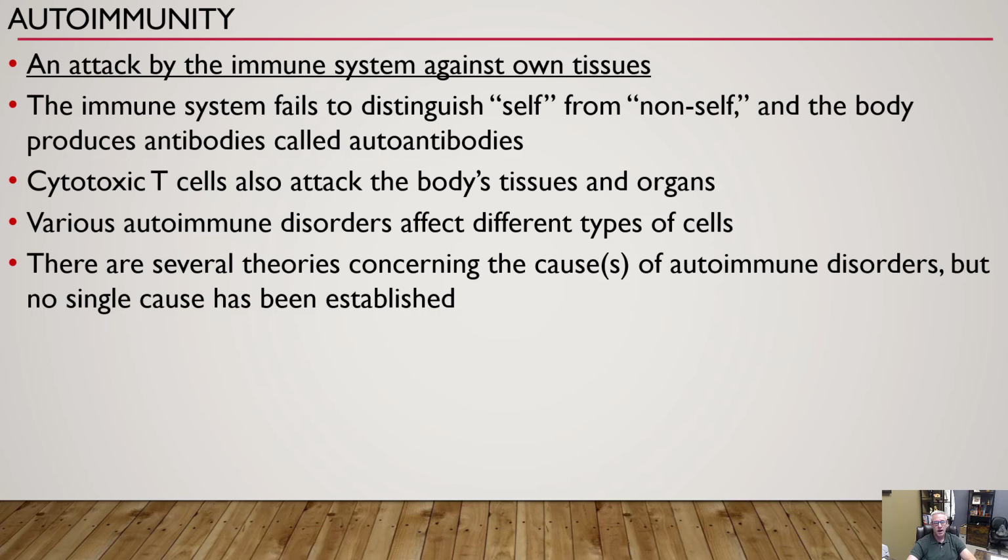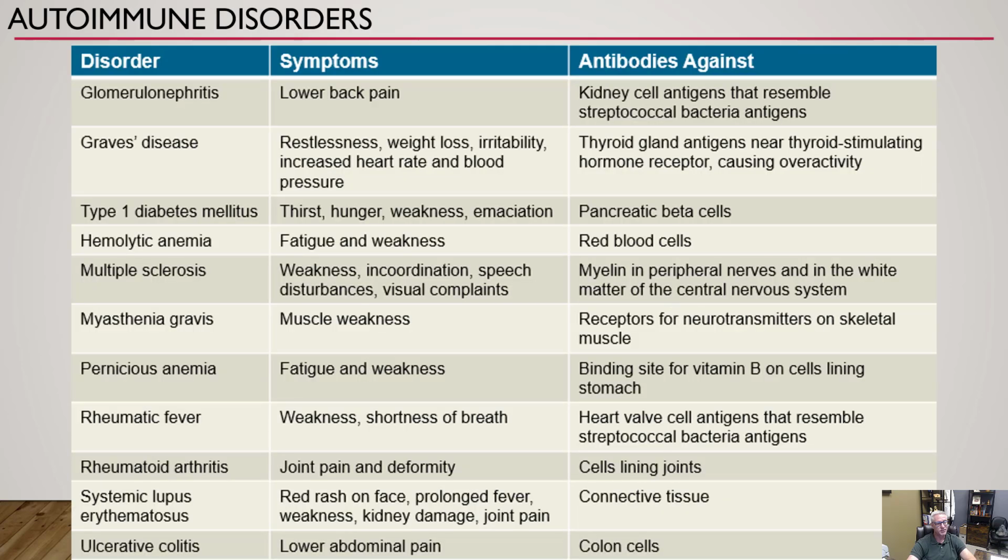A lot of different theories have been talked about, but we don't know much about autoimmune disorders. We've barely scratched the surface. Here you can see a bunch of different autoimmune disorders. One thing that people don't know is that type 1 diabetes is an autoimmune disorder. The beta cells of the pancreas are destroyed by your own body.